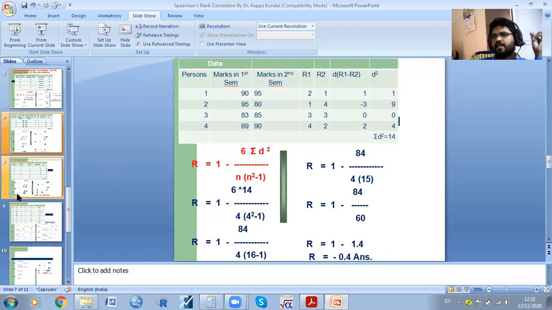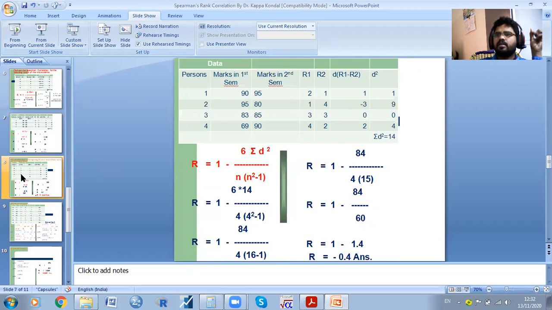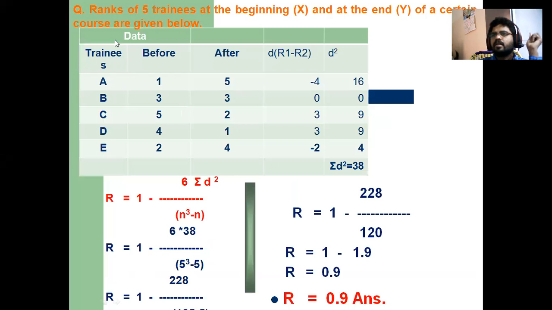Then we will see another problem, this is the third problem. Ranks of 5 trainees at the beginning. For example, if you conduct a workshop, you want to know whether there is a relation between before and after training. You conduct an examination before training, and after the workshop you conduct another exam. You want to see whether there is any difference between before training and after training.